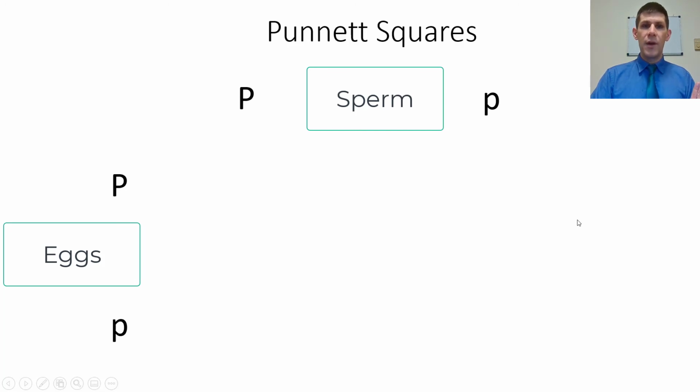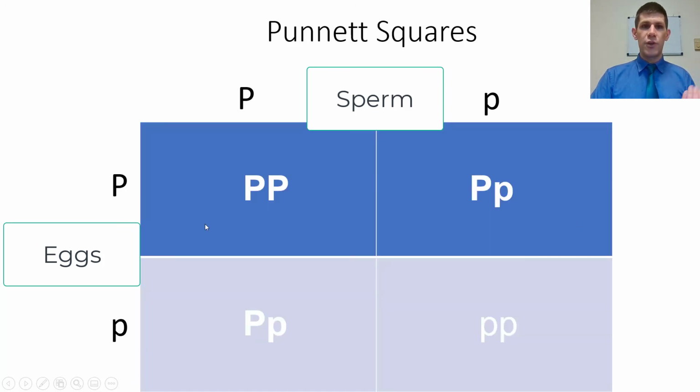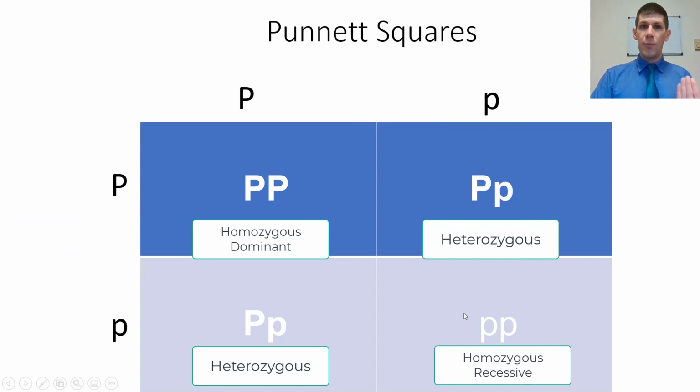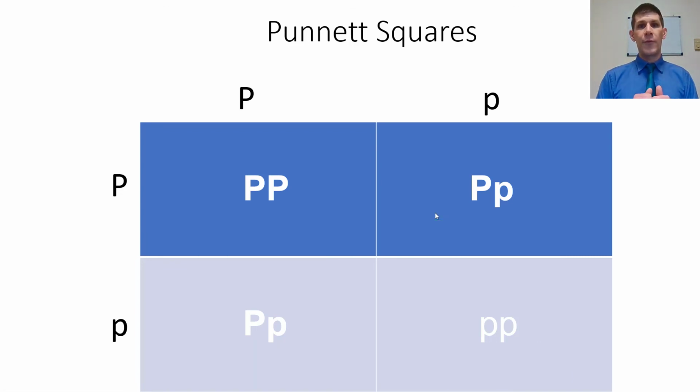If we were to combine them, what we can get is 4 different combinations. We can get 2 uppercase P alleles, which will produce a homozygous dominant individual with purple flowers. We can get 2 lowercase p alleles, which would produce a homozygous recessive individual with white flowers, or we can get 2 different ways of heterozygotes, which would produce an individual that has both alleles, but would produce purple flowers because the functional protein would be seen for the dominant allele.